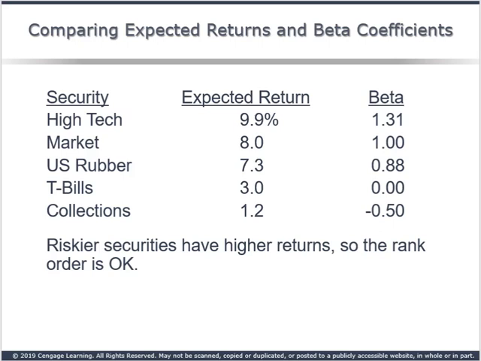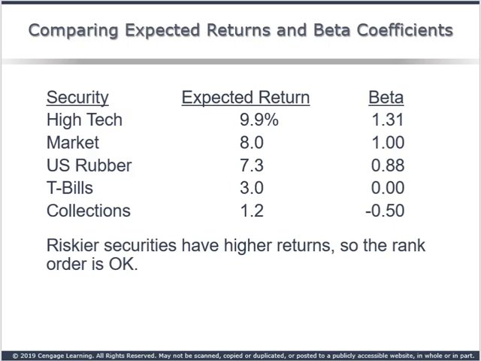We see that high tech has the highest beta, so there's the most risk there, and that is to be expected because it had the highest standard deviation. We see here the market, that's the overall market, so the beta would be one. We see the other investments, the beta is less, so we would want to identify that.